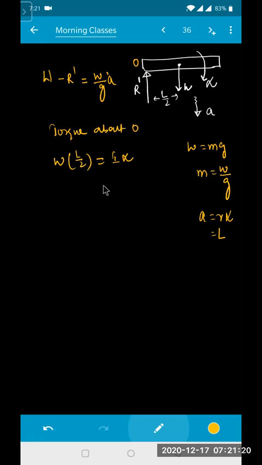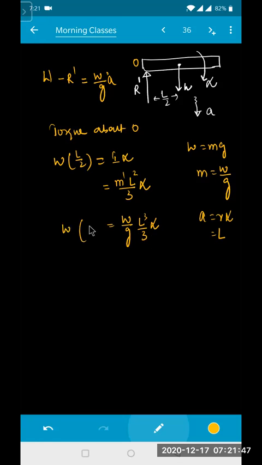I is nothing but the moment of inertia of the rod. You don't know this yet, so just remember for now that the moment of inertia of a rod passing through the center is equal to ML square by 3. Since the mass is M dash, I am writing M dash. M dash will be W by G into L square divided by 3 into alpha.